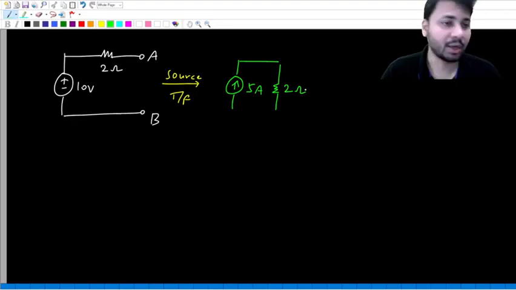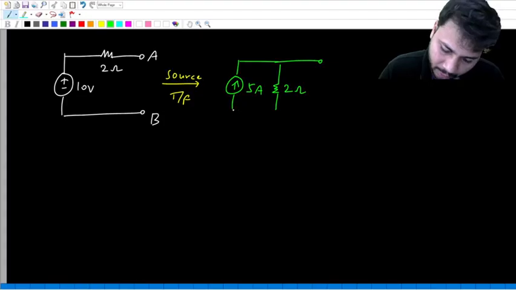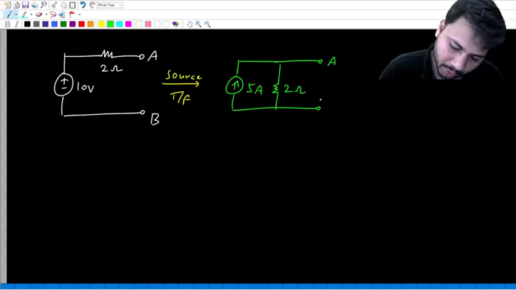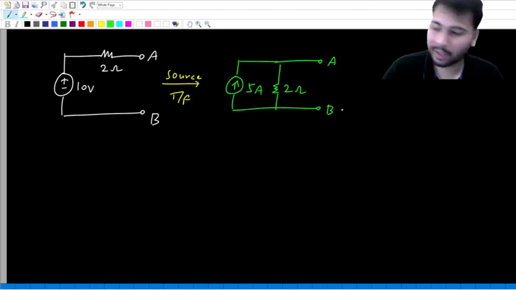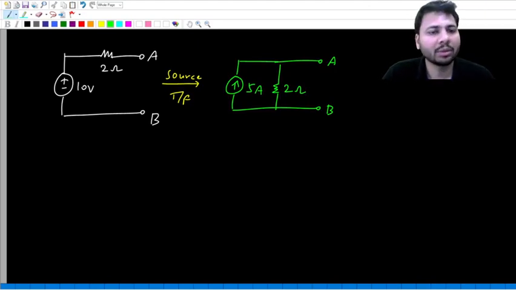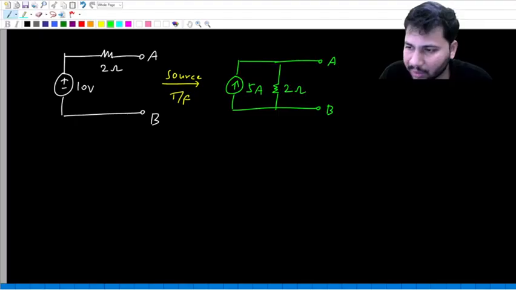in parallel with the same 2 ohm resistor. This is connected between the same 2 points A and B. So this is what source transformation is.